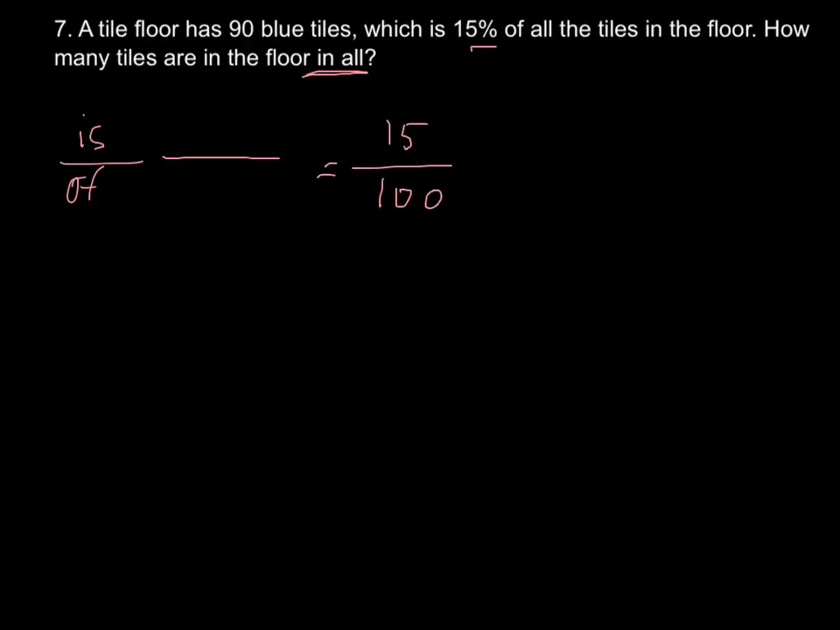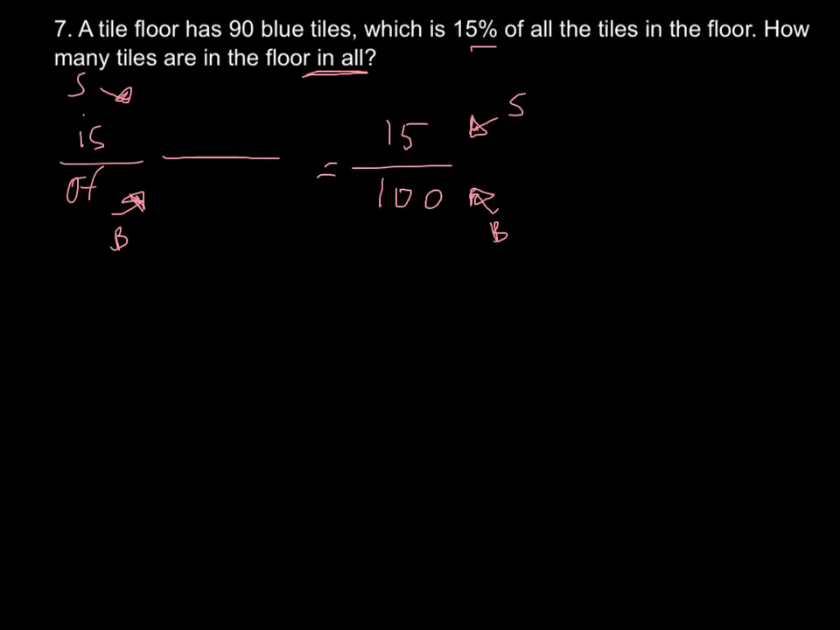When I look back at my notes, I notice typically on the left side of the equal sign, the bigger number is up here, the smaller number is down here. The only time that would change is if the bigger number was down here and the smaller number was up here. So if we had something like 125% of, then that would switch them up, okay? But again, we have bigger, bigger, smaller, smaller. Okay, so a tile floor has 90 blue tiles, which is 15% of all the tiles.